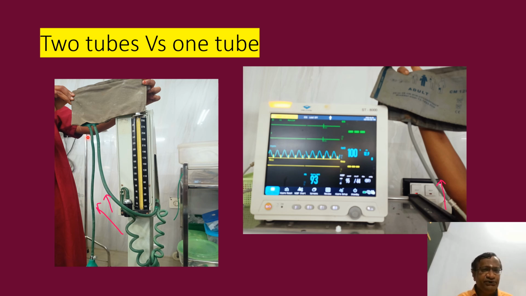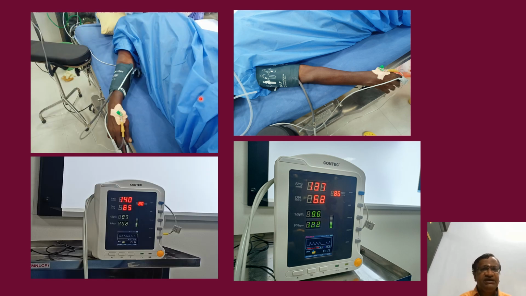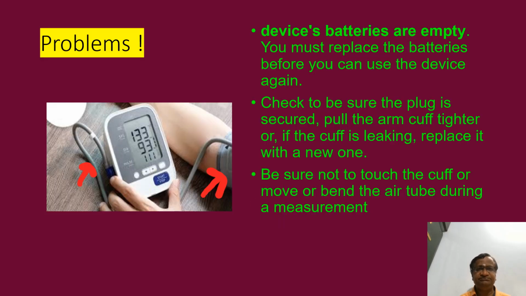Now, previously we had two tubes. One is for inflation and another is for sensing. Now you see the cuff has only one tube. There are two tubes here, one and two. Now we have only one tube. Now the cuff is finely tied, but slightly lateral here. If the cuff is slightly down here, we cannot say what the BP is, correctly measured.